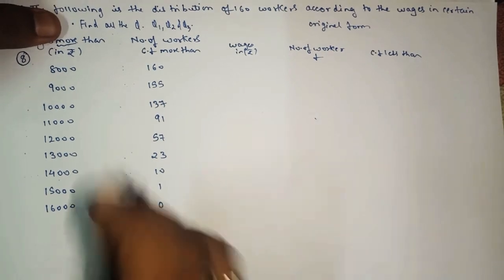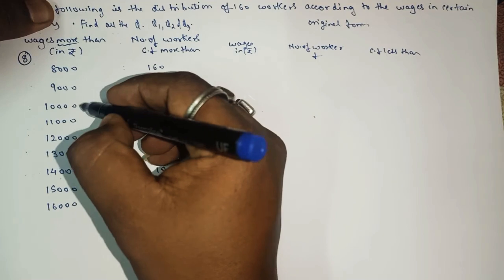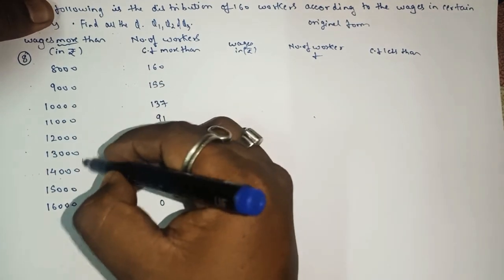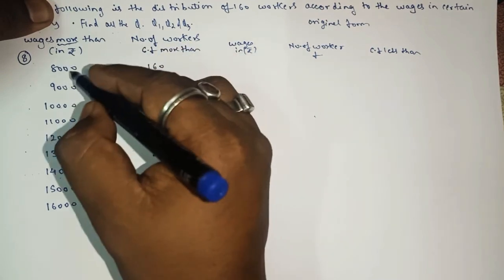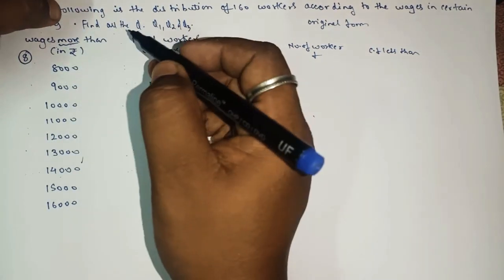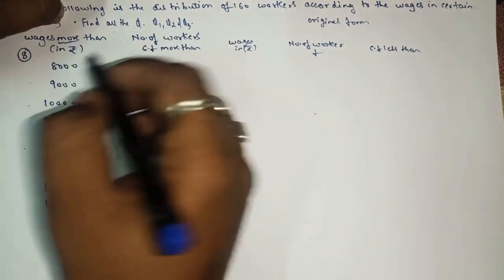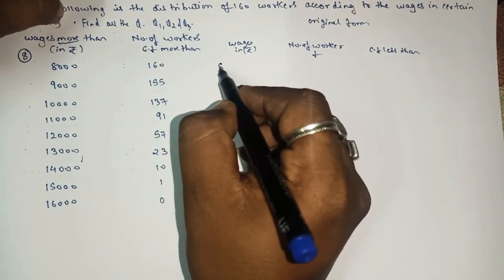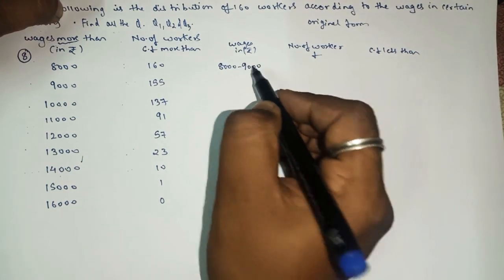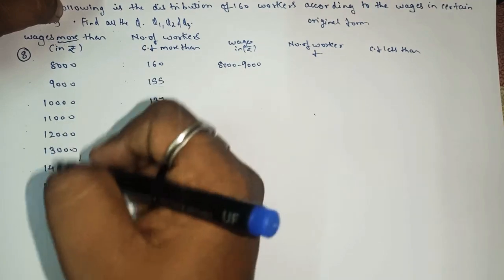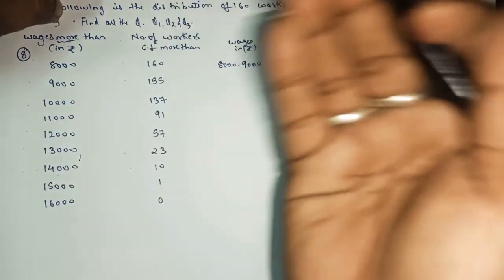So now we'll create the class. Now we'll see how to create the class. Wages more than, more than. As clearly we can see, the difference between each class here is what? A difference of 1000. So more than. So 8000 plus 1000. So your difference is more than, no? Yes or no? More than. More than means what? The class will start from 8000, it will go till 9000. As clearly we can see that here the difference is 1000. So it will start from 8000. More means what? It will be greater only.